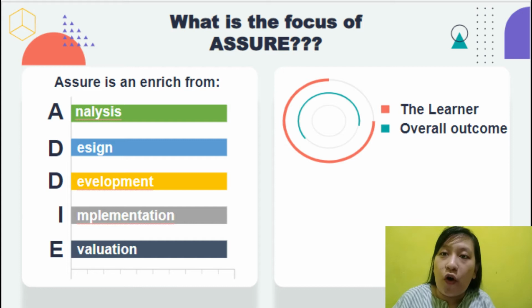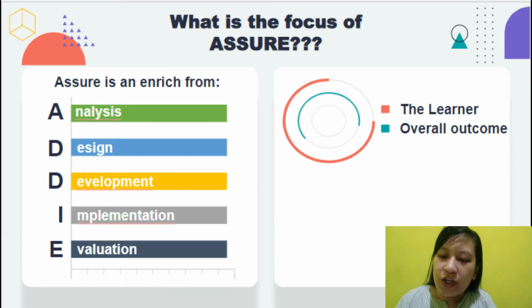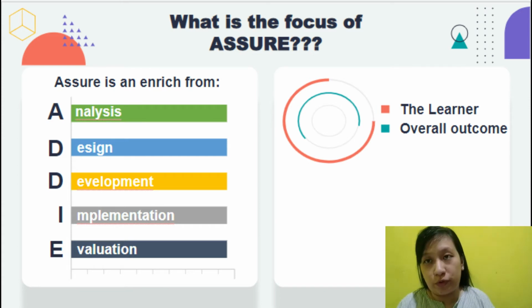ADDIE consists of, first, analysis. During analysis, the designer identifies the learning problems, the goals and objectives, the audience needs, existing knowledge, and any other relevant characteristics. Analysis also considers the learning environment, the delivery option, and the timeline for the project.